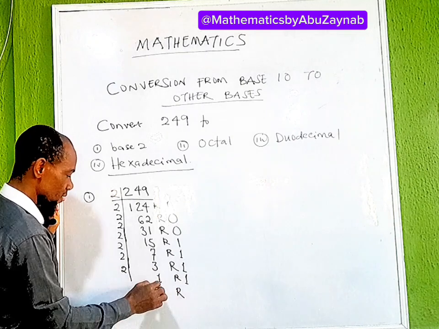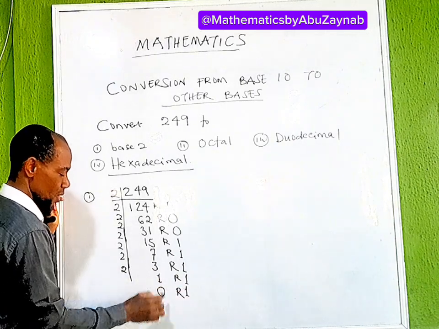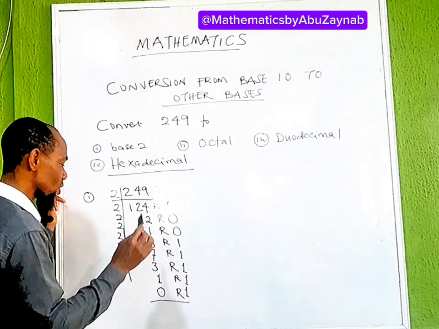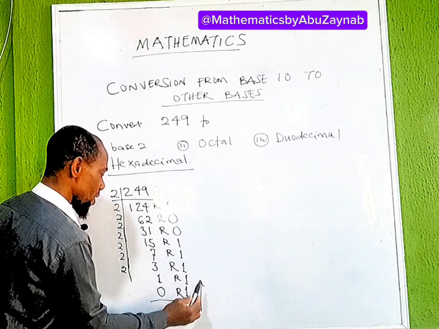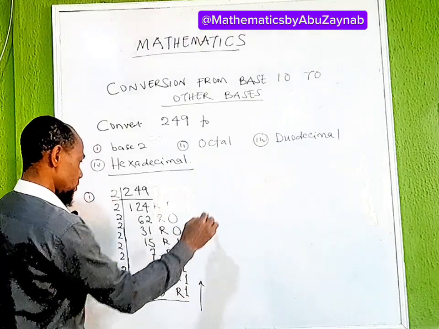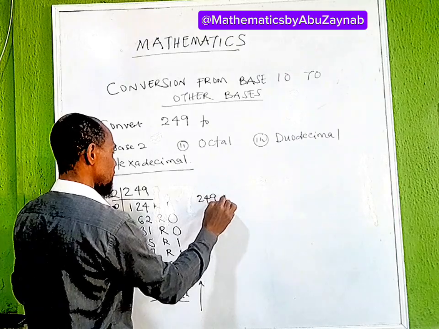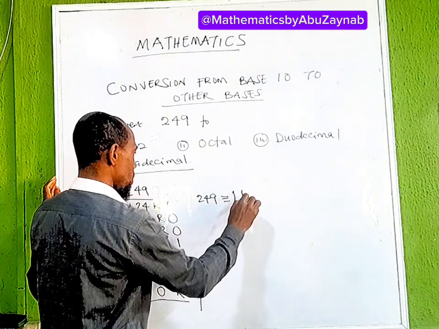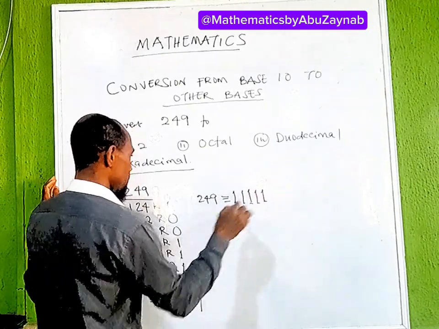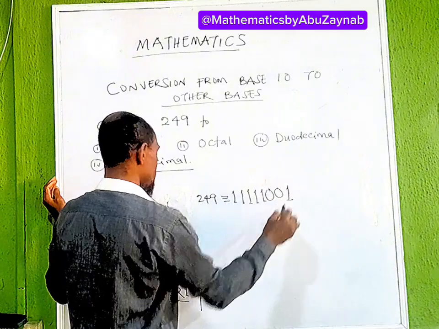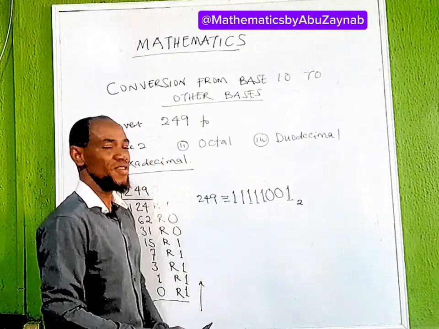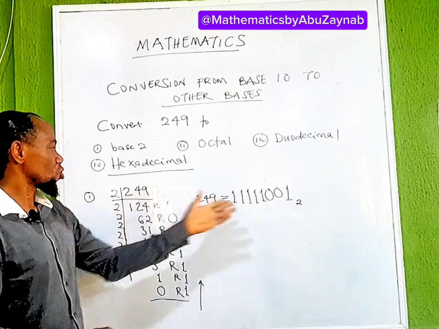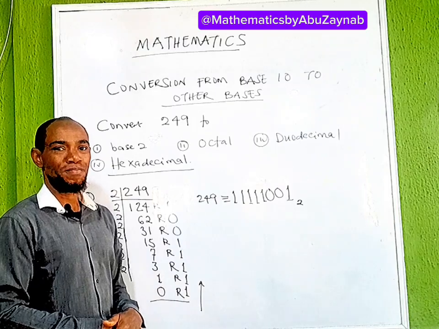Remainder 1. Whatever is on top of the 0, we bring down here. And the moment we get to 0, that's the end of the computation. The last stage, however, is writing our answer from down upwards. So we're having 249 in base 10 is equivalent to 11111001. Don't forget, you must put base 2.